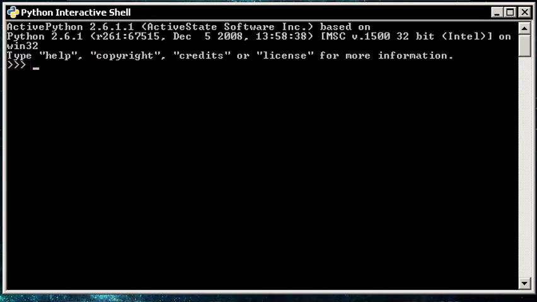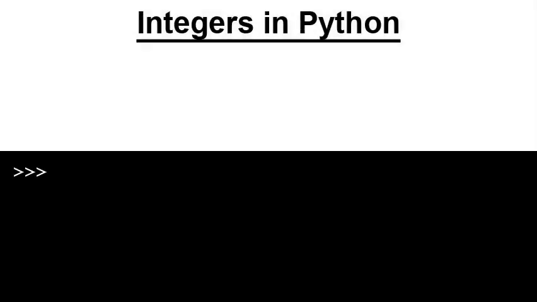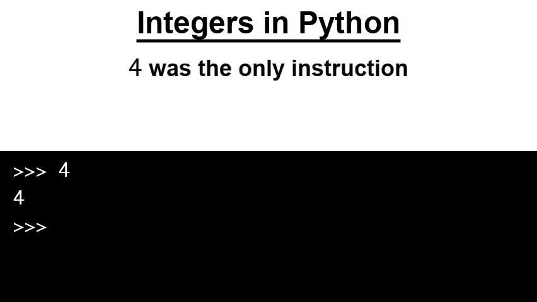So, how do we write things in Python? Let's start with something very basic. Type in the number 4 and hit return. What will happen is it will display the number 4 on a new line and then bring you back to the command prompt. Now, when you enter a whole number, Python treats that as an integer, and when that's the only instruction you've entered, Python simply repeats what you've entered.